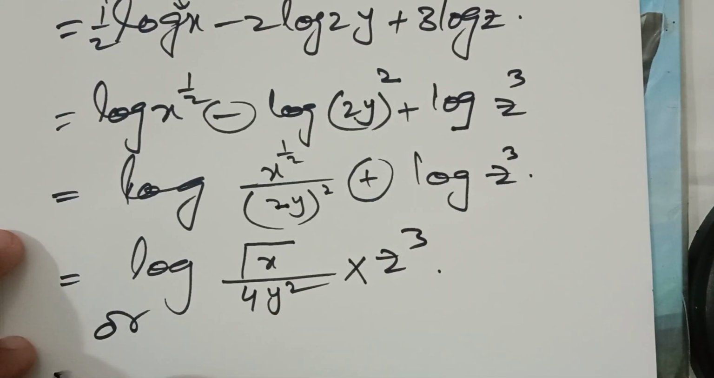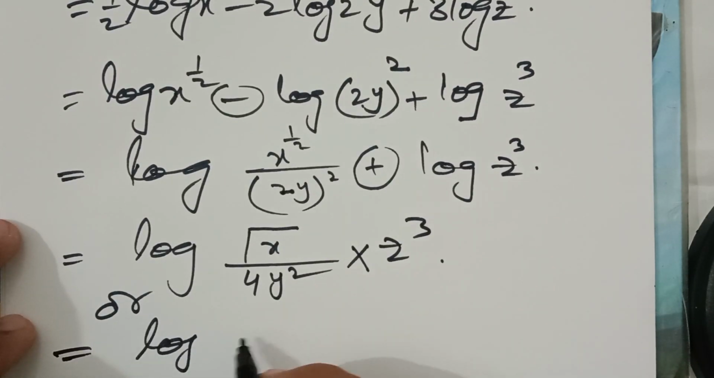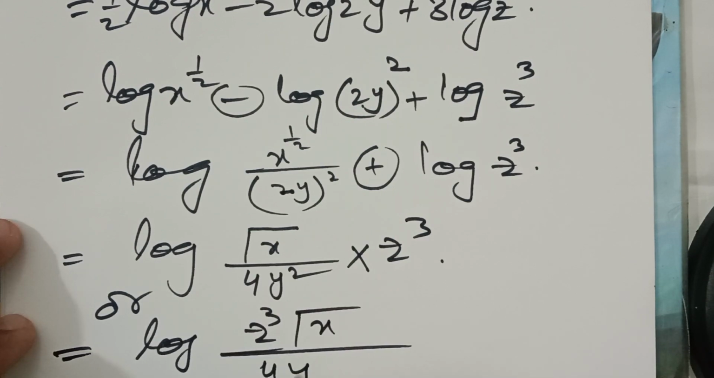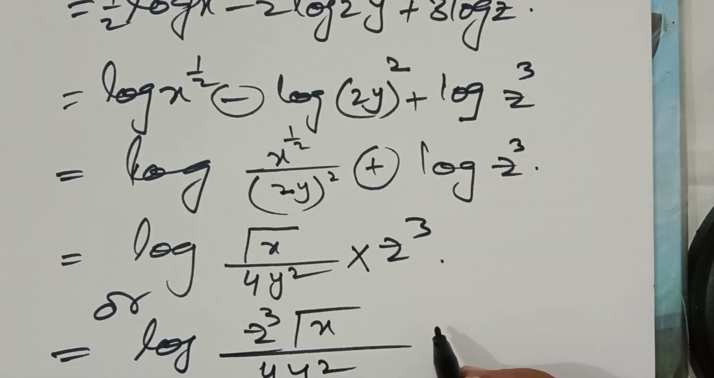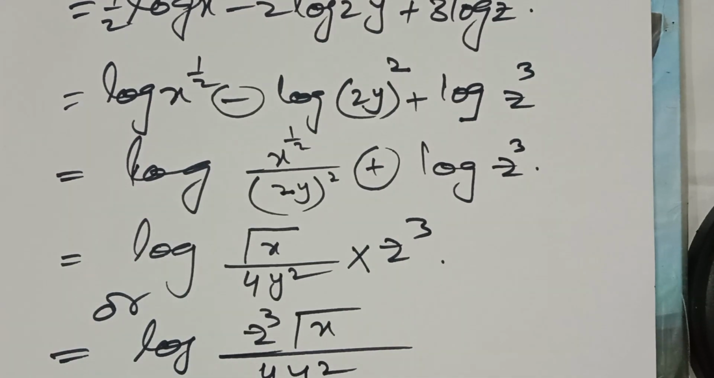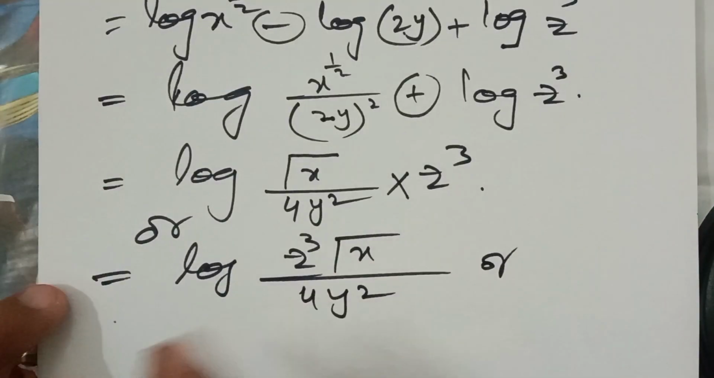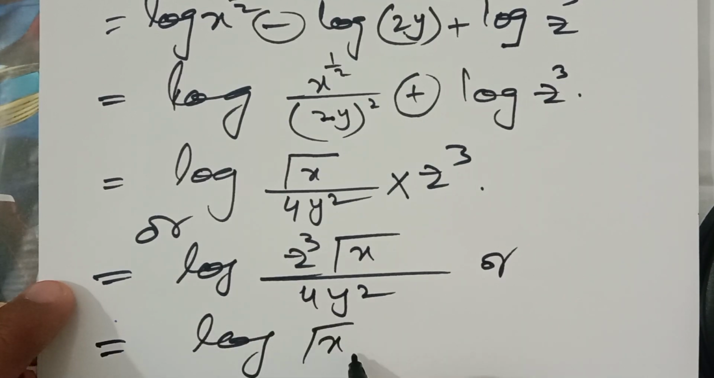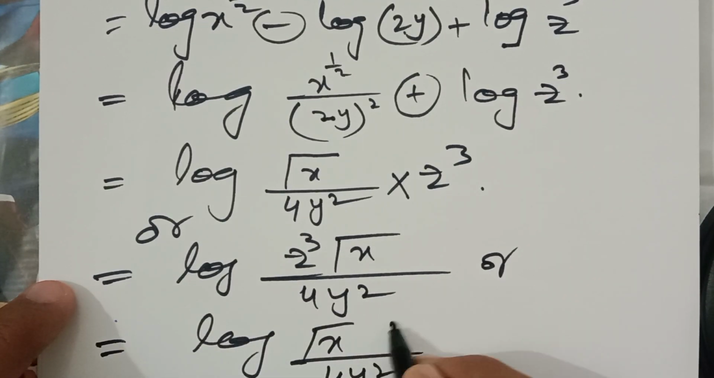So we can also write log of z raised to the power 3 times x divided by 4y square. This is our answer, or you can say log of x divided by 4y square z.